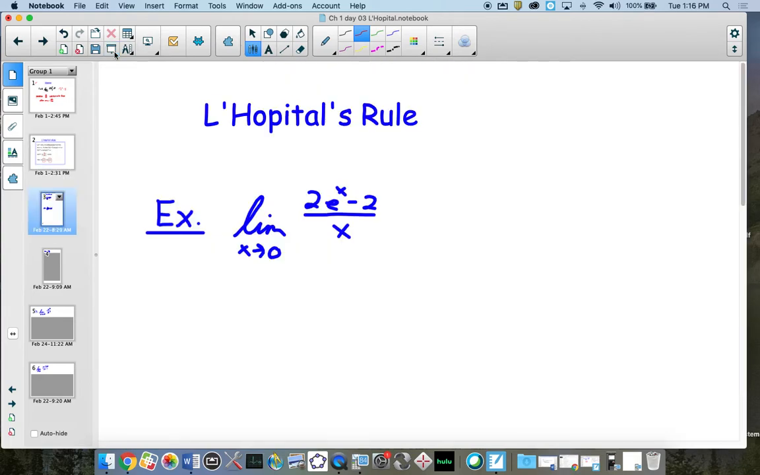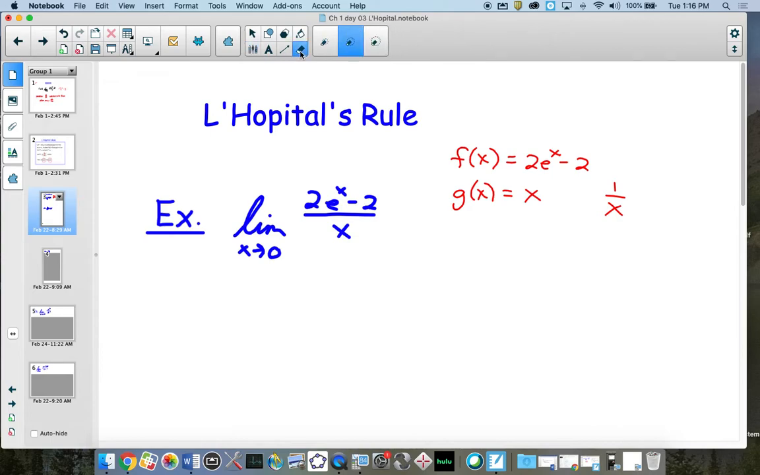So in this problem, f is going to be 2e to the x minus 2, and g is going to be x. So don't think of g as 1 over x if you're looking at the whole expression. Okay, and we don't want to make that mistake. So whatever is in the denominator, that's what the g function is. So to find this limit, it's going to be the same as if we find the limit as x approaches 0 of the derivative of the top, which is 2e to the x, and then minus 0, and the derivative of the bottom, which is 1.